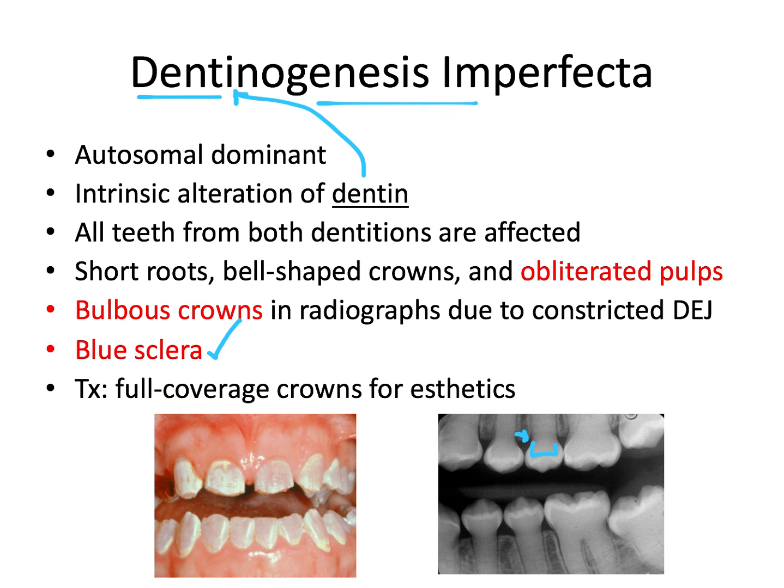This kind of disturbance occurs during the bell stage as well, during histodifferentiation. So you're messing up the dental papilla, differentiating into odontoblasts, which are eventually going to secrete the dentin. Again, full coverage crowns for aesthetics if you want to treat it.